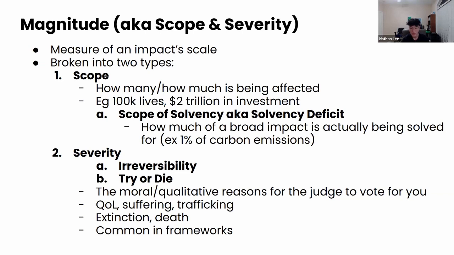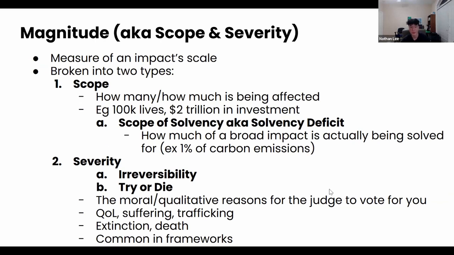And third, which isn't put here, is just the traditional mechanisms of severity, which is whether you're under SV framing or the moral or qualitative reasons that the judge should be voting for you. Some examples include quality of life or suffering and trafficking arguments. Also, under extinction framing, you'd see death, or like wide scale poverty under utilitarianism.